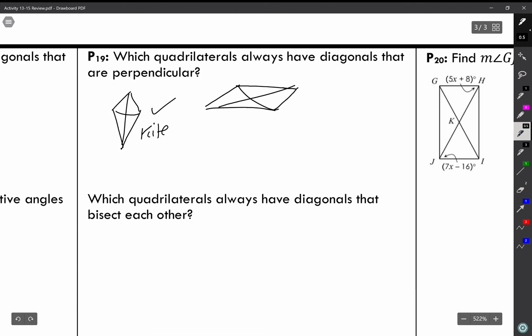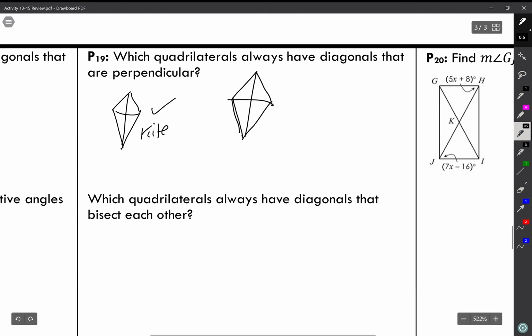Nope, they don't look perpendicular at all. Even if I drew them quick, they're not actually. So, rectangle? Nope. How about rhombus? See, rhombus almost looks like a kite. It could be, they look very similar, but they're not the same.